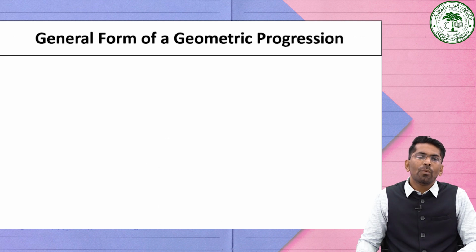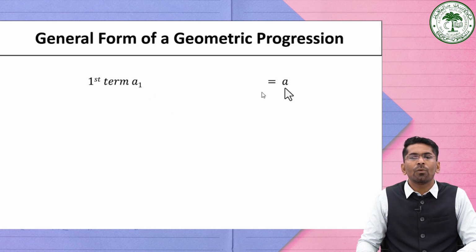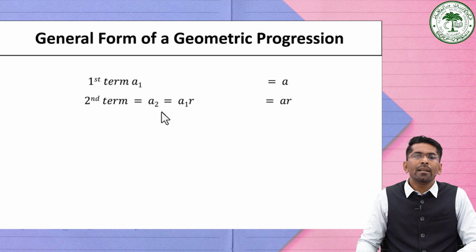Now consider another one, the general form of a geometric progression. What actually is the general form of a geometric progression? The first term is generally denoted by a1, that is a1 is equal to a. The second term we get by multiplying the common ratio with the first term. So a2 is equal to a1 times r.